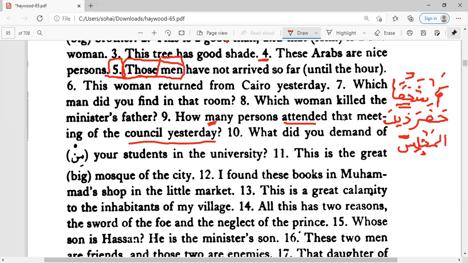Council. Attended that meeting. Oh, meeting of the council. Sorry. Okay, that meeting of the مجلس. That meeting of the council yesterday. Okay, that's interesting. No, dhalika al-majlis means that meeting, but you don't want to say that meeting. You want to say that meeting of the council. How do you say that? Does anybody know?